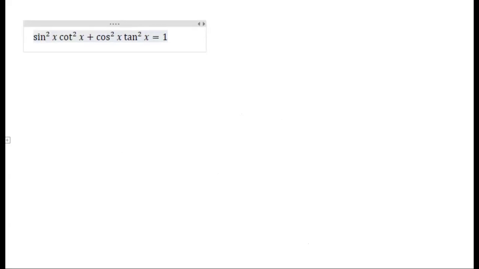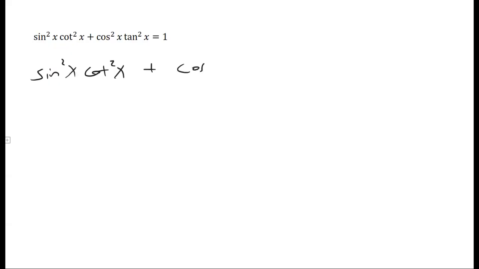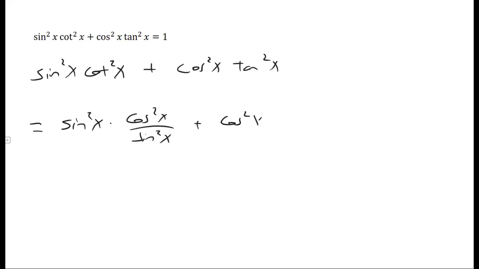All right, number 9. Sine squared x cotangent squared x plus cosine squared x tangent squared x is equal to 1. Clearly, the left-hand side is more complicated, so let's work on that. Let's change everything in terms of sine and cosine. So cosine squared x over sine squared x is cotangent squared, and then sine squared x over cosine squared x is tangent squared.